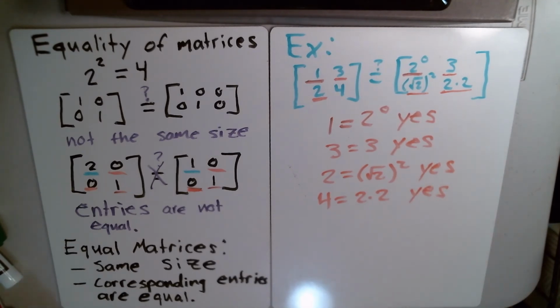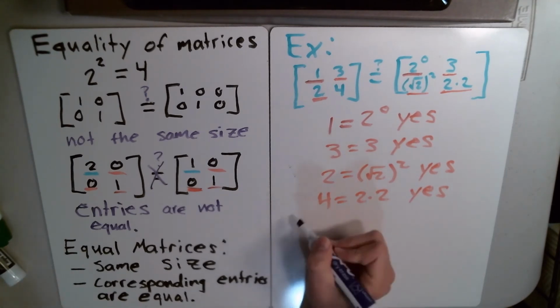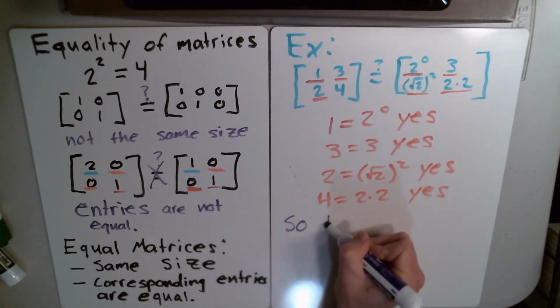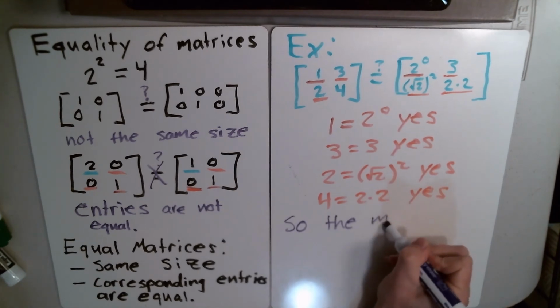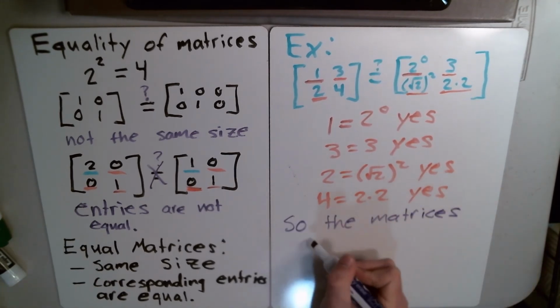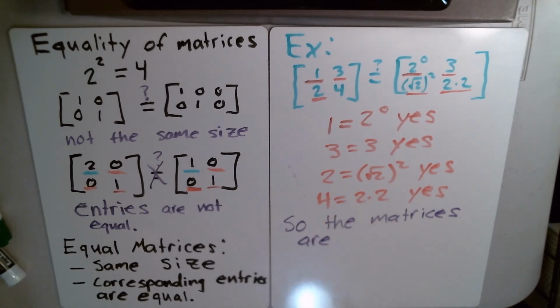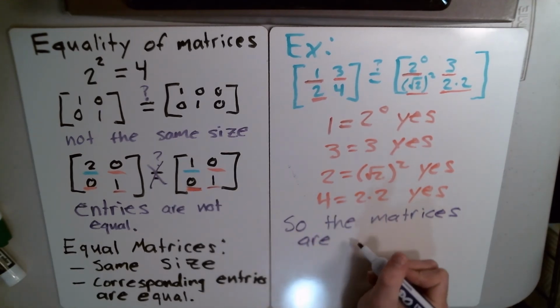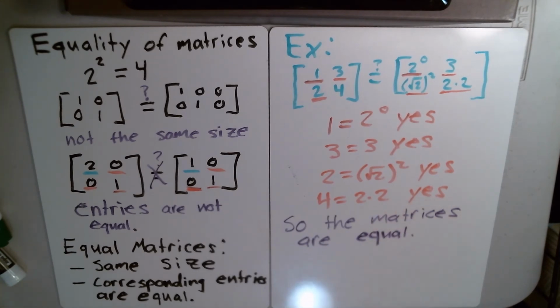So the matrices are equal. I don't think I spelled that right. Oh, yeah, I think it's okay. They are equal. So, how to check matrices are equal? They need to be the same size and have equal entries. Okay, so hopefully that helps.